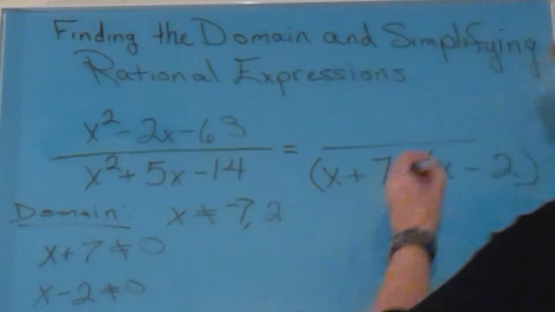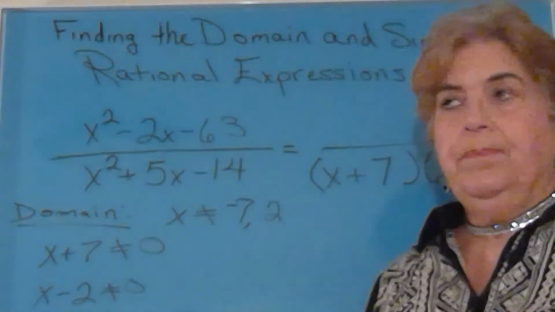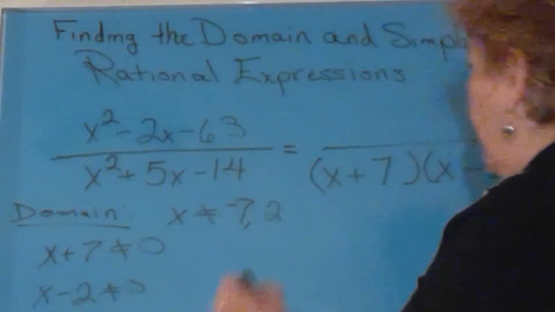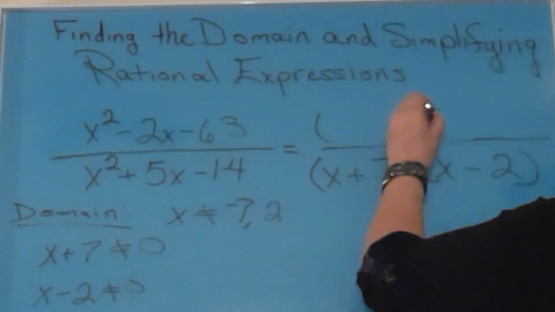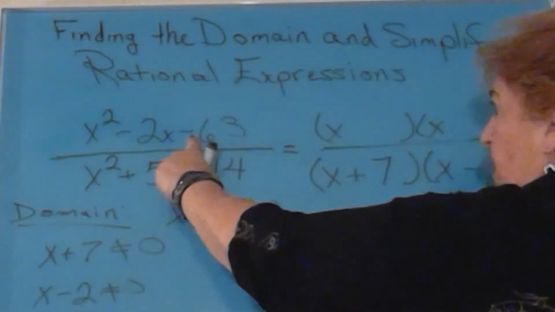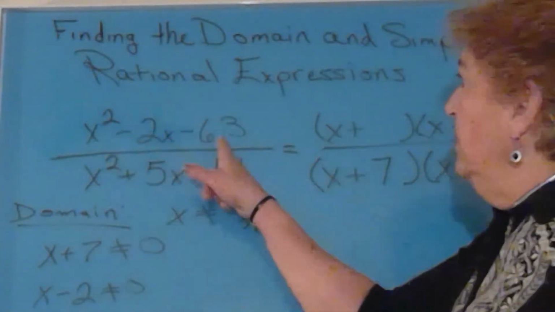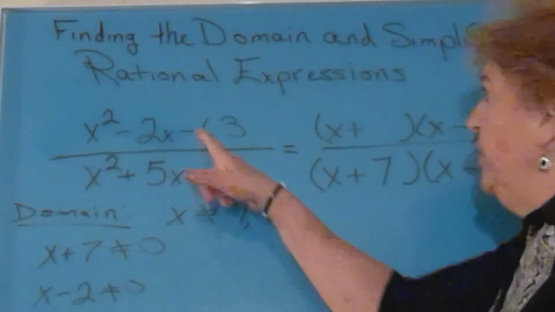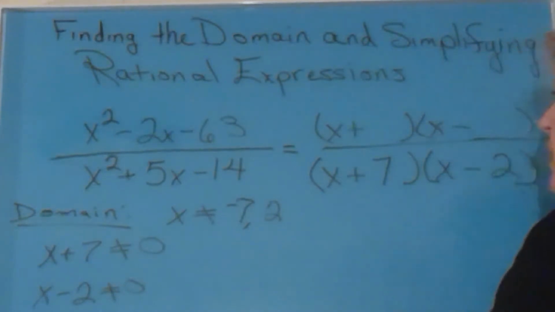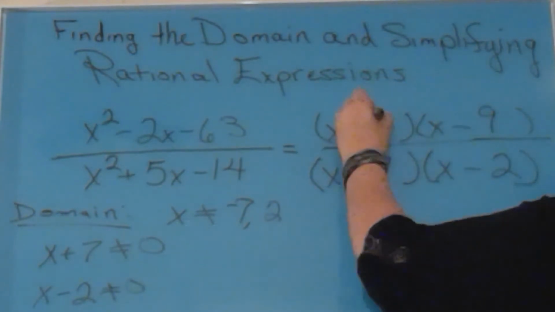Now, in order to simplify, I already said we can divide out common factors, so we need to factor the numerator. We can do that the same way we did the denominator. We're going to put an x there and there. The signs are going to be different, so I'm going to put a plus and a minus. I need factors of 63 that have a difference of 2. Well, that would be 9 and 7. The 9 has to be negative, so I'm going to put the 9 there and the 7 there.